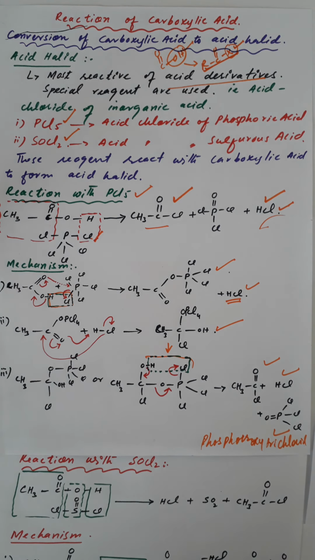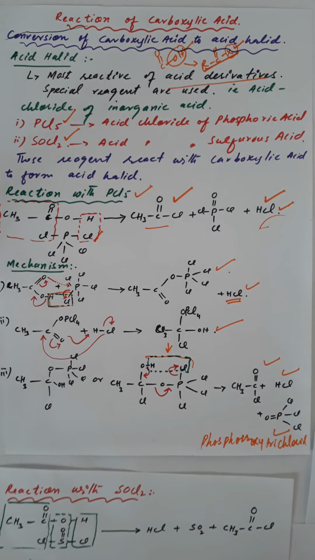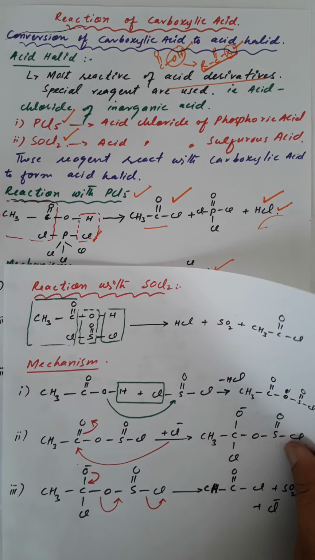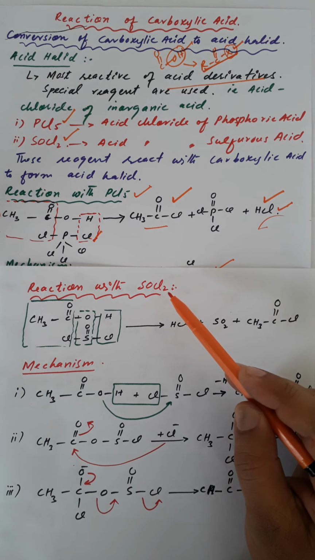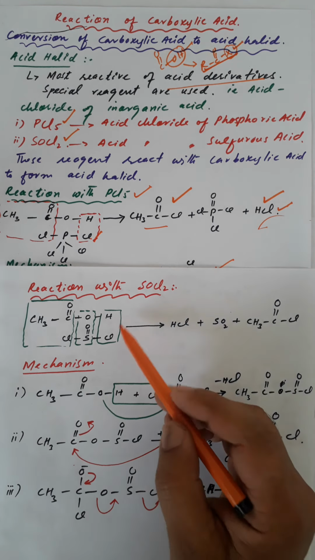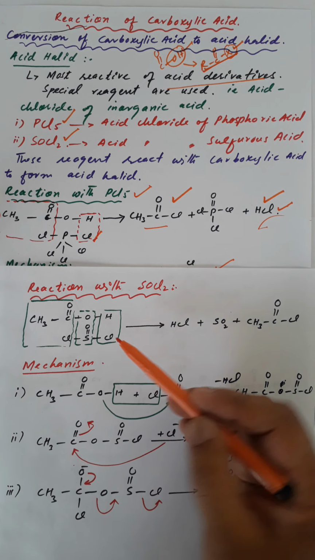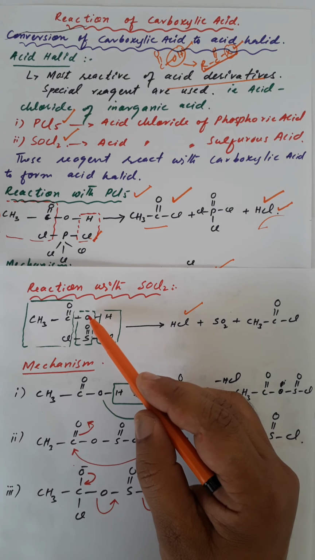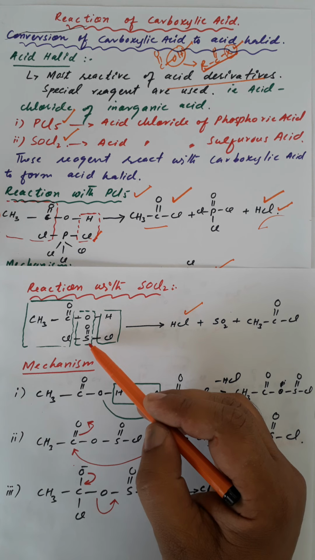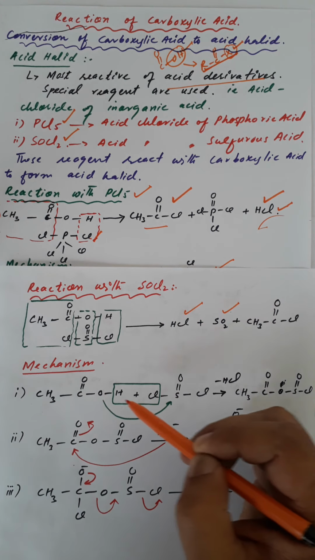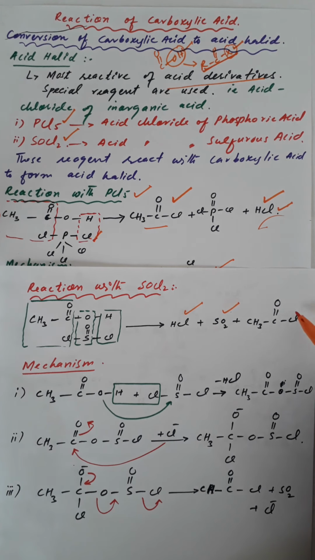Now here we discuss the reaction with SOCl2. In the reaction with SOCl2, hydrogen is replaced with chlorine forming HCl, oxygen is replaced with sulfur forming sulfur dioxide, and chlorine forms the acid halide.